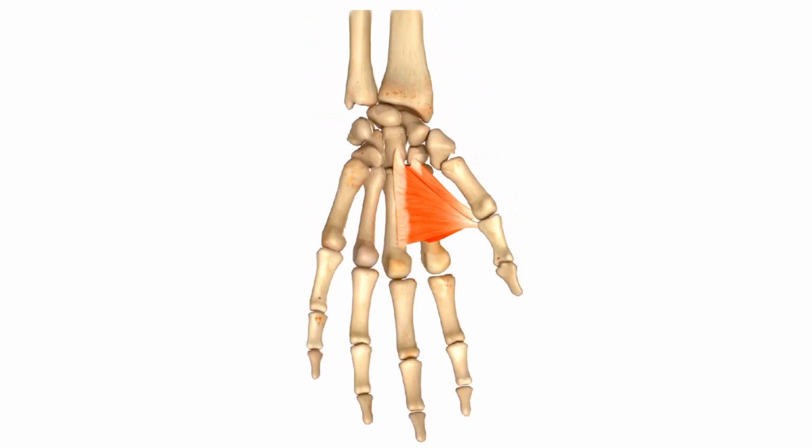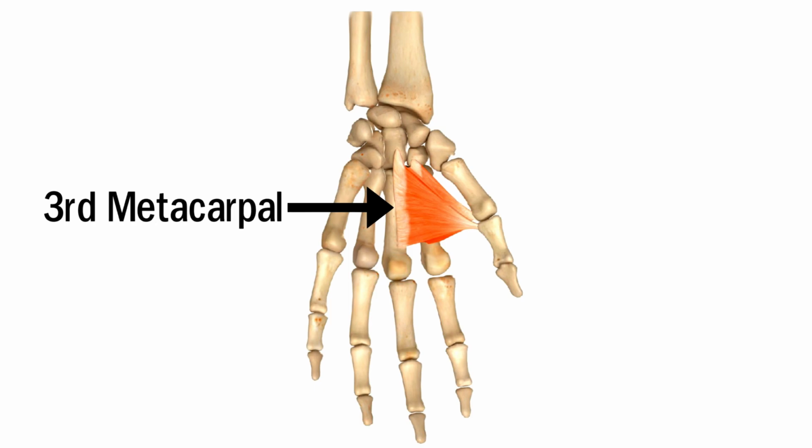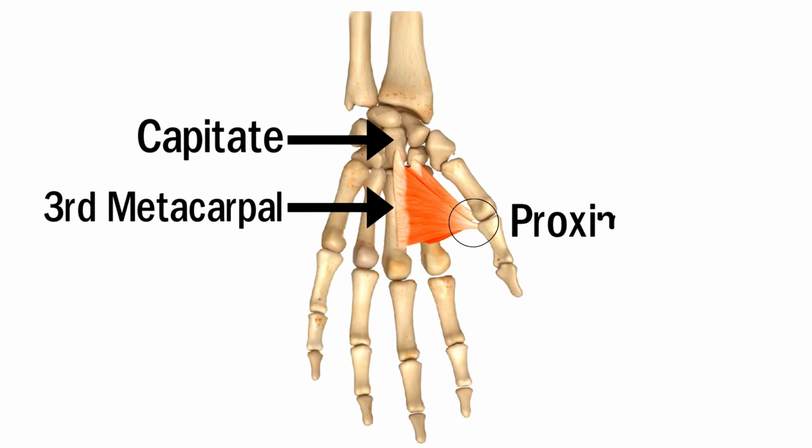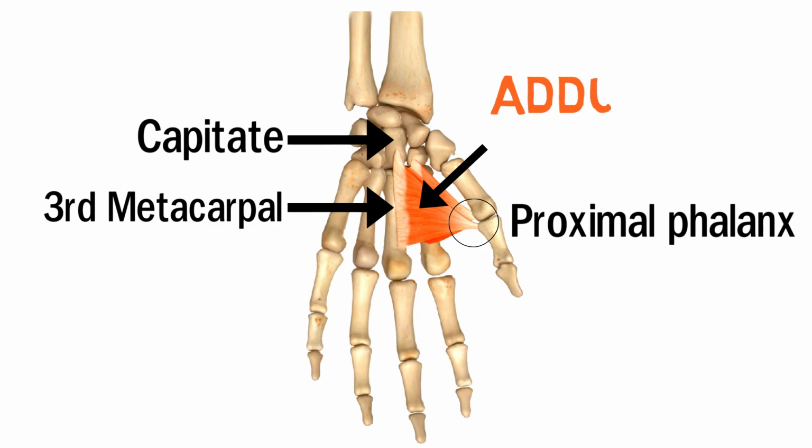Let's have a look. This is the third metacarpal, the origin of one head of this muscle. And this is the capitate bone. And along with this, the adjacent areas of the second and third metacarpal gives rise to another head of this muscle. As you can see, the muscle attaches onto the base of the proximal phalanx of the thumb. So this muscle is adductor pollicis.